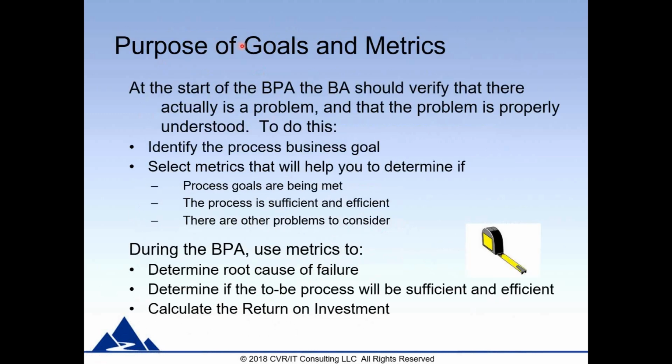The purpose of identifying goals and then identifying metrics, again, is because at the start of a business process analysis, we have to determine exactly what the problem is and the extent to which it's a problem. The way we do this is we identify the business process goals, and then we identify metrics, which are measurements that we can take to determine if the goals are being met. Those metrics also tell us if the process is operating efficiently. And also, are there other problems to consider? So the two big questions here are, is the process as it's currently used sufficient to meet its goals? And is the process as currently used operating efficiently as it meets its goals?